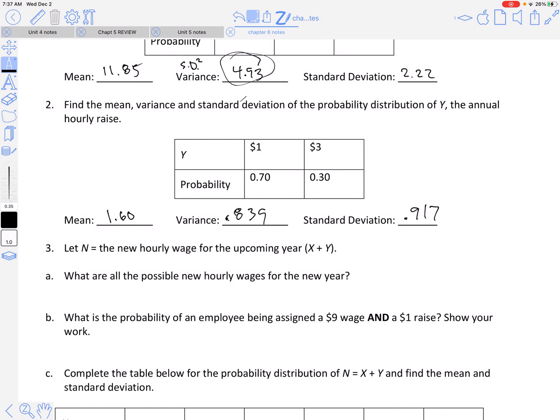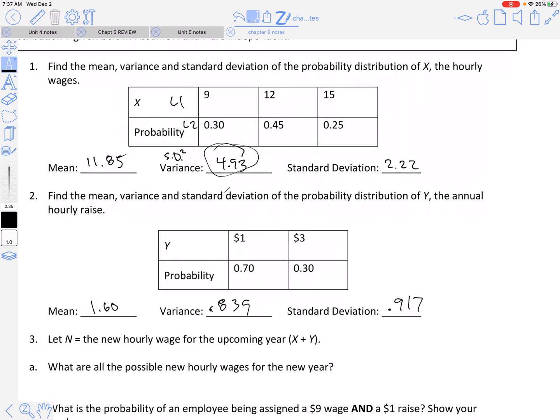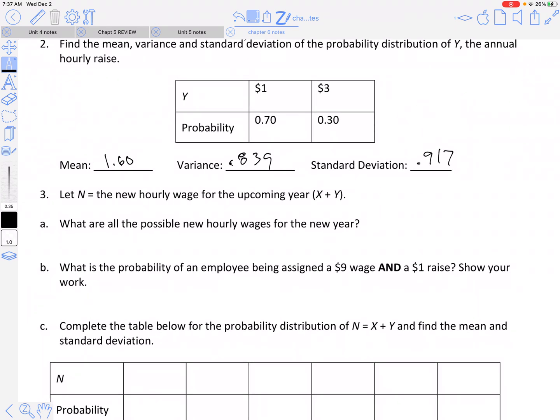Okay, the scenario says, let N be the hourly wage for the upcoming year. So they're going to get this new hourly wage. 30% are going to get $9, 45% are going to get $12, 25% will get $15, and then they're also going to get a raise. They might get the $1 raise, and then 30% are going to get the $3 raise.